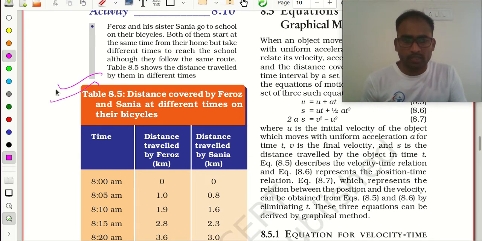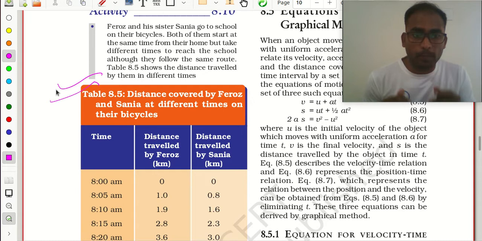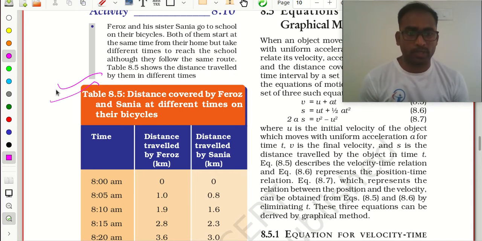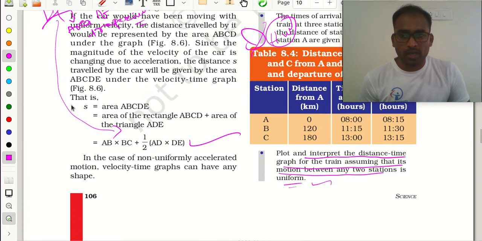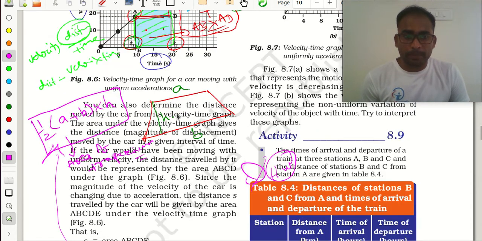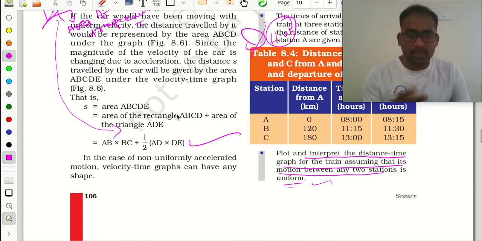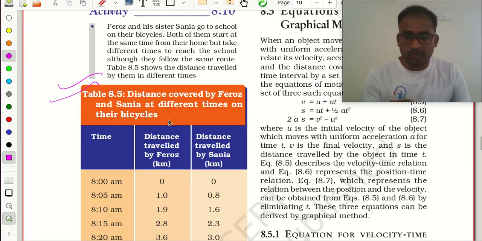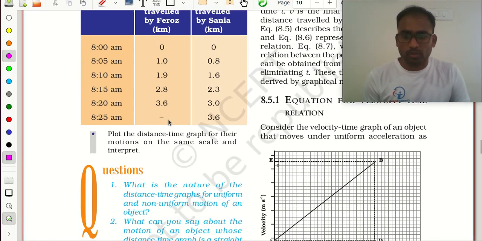These activities will help you to apply your concepts accurately. These activities will help you to apply what you learn. You learned here the distance and time graph, and the velocity and time graph, and how to calculate the distance traveled in the distance and time graph and in the velocity and time graph. That we learned, that we need to apply here. So these are the basic activity problems. So please go through that.